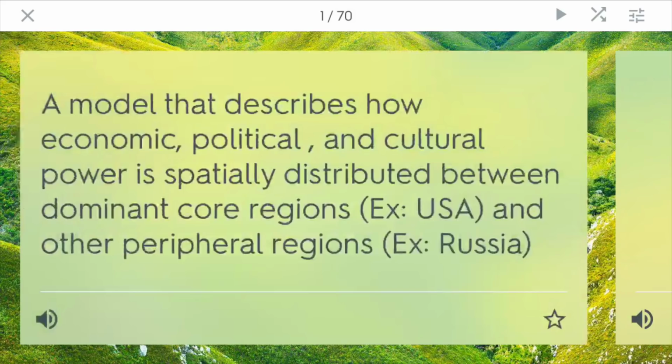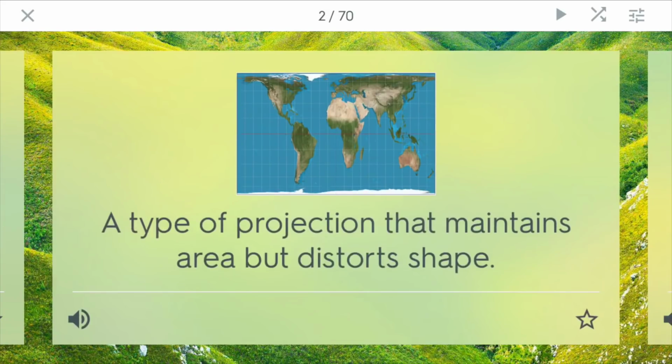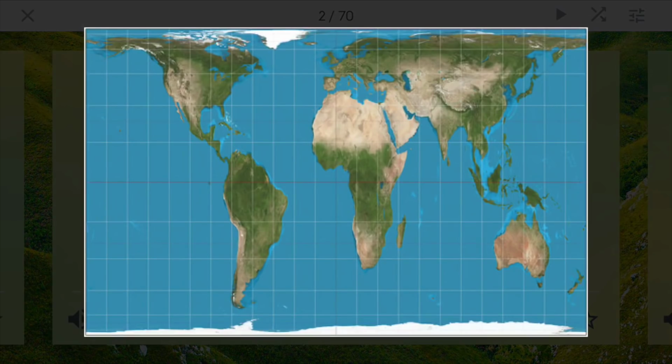The Peters map projection is a type of projection that maintains the area of certain areas and continents but distorts the shape. So as seen here, South America and Africa look kind of wonky.